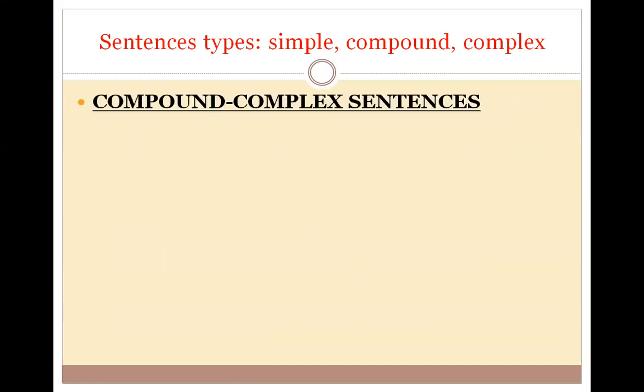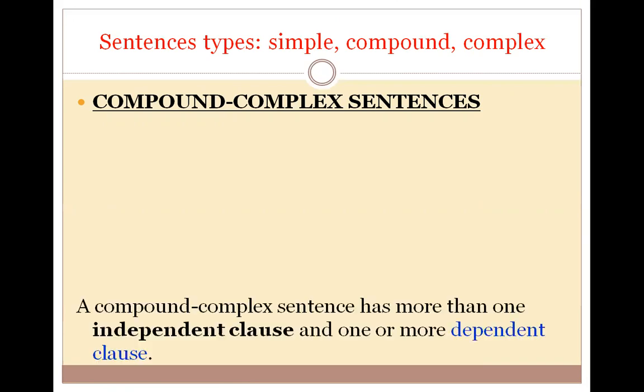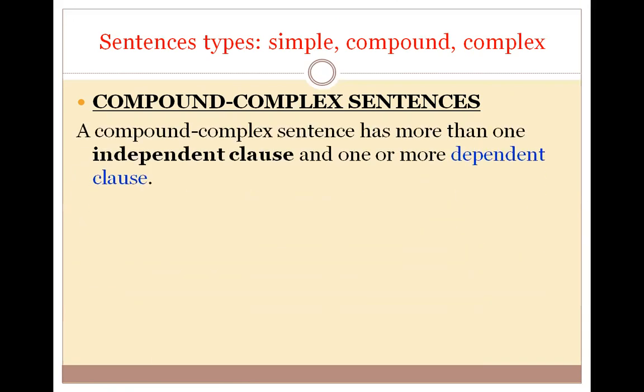Now we are going to move on to the last type, compound complex sentences, where compound is also present and complex sentences are also there. It means they are all together. It is a little bit extended. A compound and complex sentence has more than one independent clause and one or more dependent clauses. It means in a sentence there might be two independent clauses and one dependent clause, or two independent clauses and two dependent clauses.